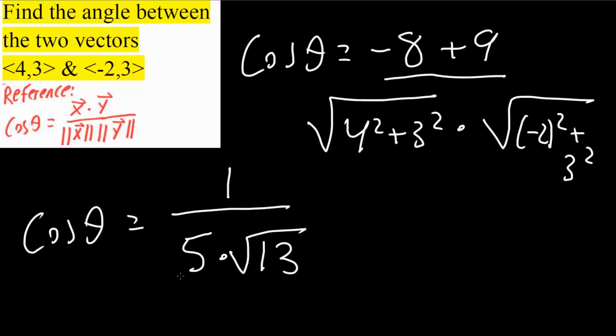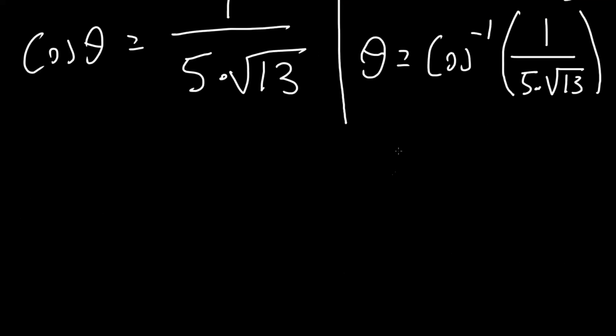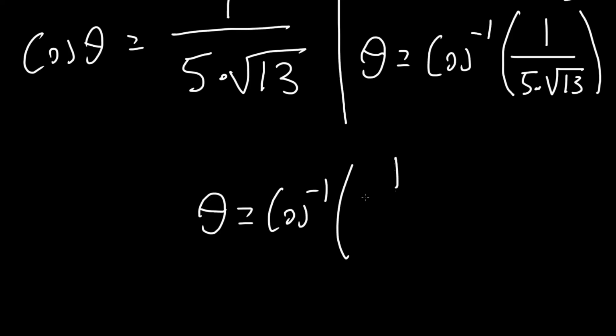And so next step is we want the angle. We can't actually solve for this problem, but we can do one more step. We can say that the angle is equal to cosine inverse, parentheses, 1 divided by 5 times the square root of 13. And some professors may require you to rationalize the denominator. So that could be angle is equal to cosine inverse 1 divided by 5 times the square root of 13.